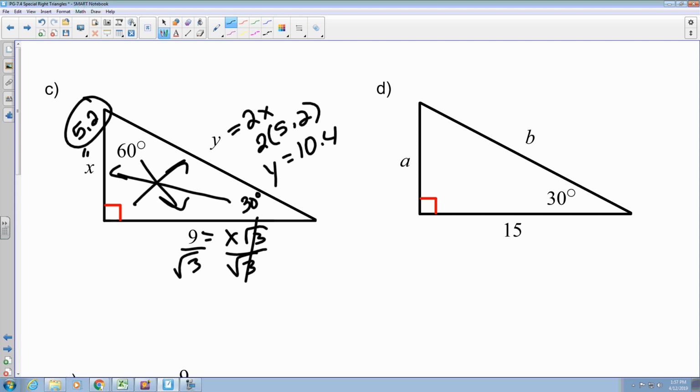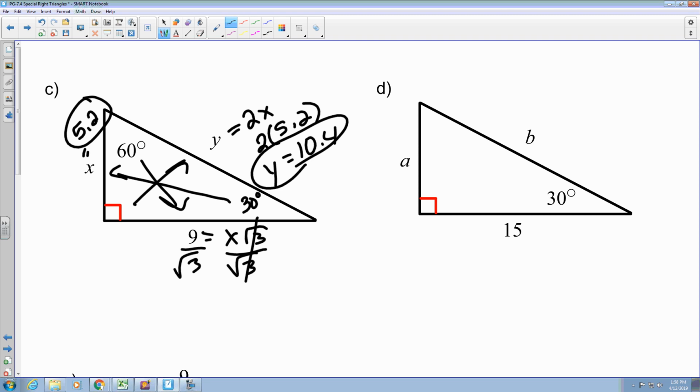And one of the advantages here is you can always check these unknown lengths by applying it to the Pythagorean theorem to make sure it makes sense. So yeah, I just checked mine. It seems to work out.